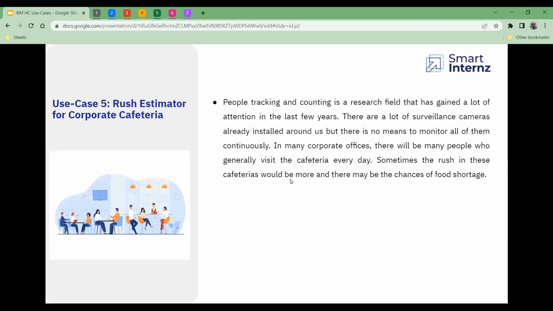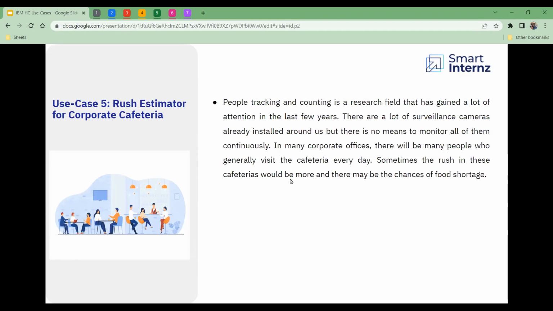Estimations can be done by using cameras, video footage, and artificial intelligence, by using previous data on how many people come on a particular day at a particular time. Most probably, if the office starts at 10 a.m., we will see more rush in the cafeterias at around 11:30 to 12, and in the evening from 4 to 5. At lunch there is usually a rush too, but more in this pattern. So we understand more and can serve people better.